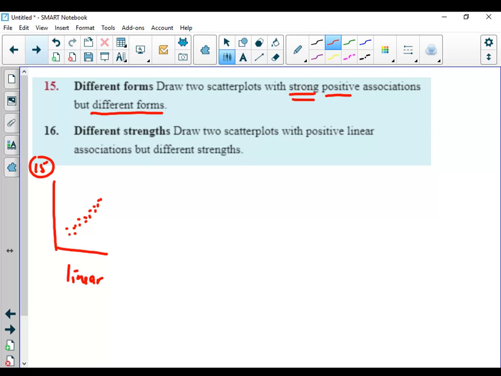If I decided to make one that was maybe exponential, again, the points should be close together, except now it's going to increase pretty quickly from there. So that would be an example of strong because they're close together, positive because they're going up, but they have 2 different forms. Could I make a quadratic that's positive?